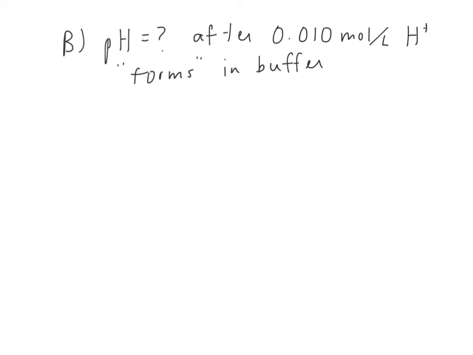So part B of my question is, what is the pH after 0.010 moles per liter proton forms in the buffer? What I mean by forms in the buffer is we're not considering any volume change that might accompany this. Now, technically, there will be a volume change. It's not just magically appearing, but we're disregarding that, just for simplicity for this year at least.